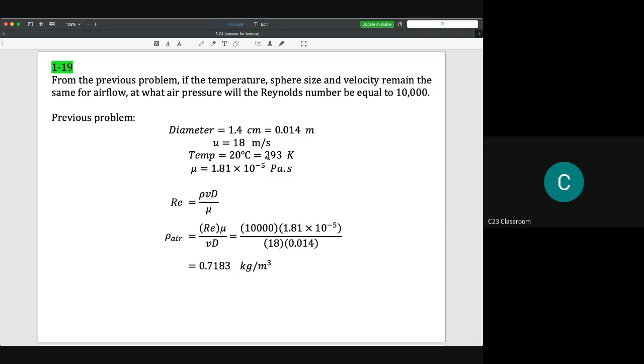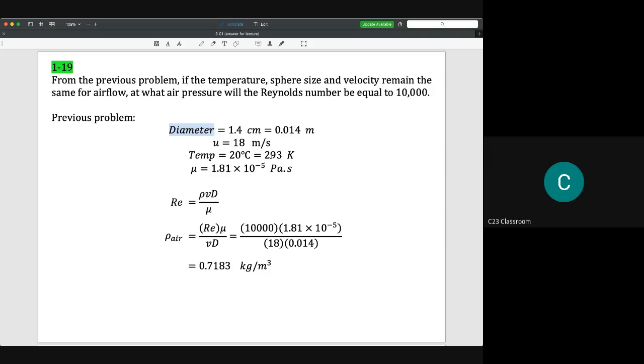Okay, for question 1.19. From the previous problem, if the temperature, sphere size and velocity remain the same, at what air pressure will the Reynolds number be equal to 10,000? I think you already know this. The previous problem referred to the sphere, whose diameter is 1.4 centimeter, which is 0.014 meter. The velocity is 18 meter per second.